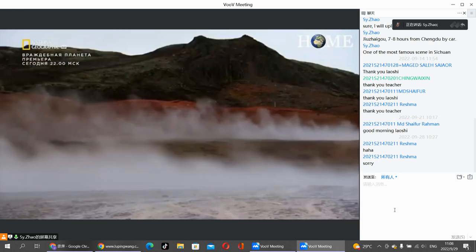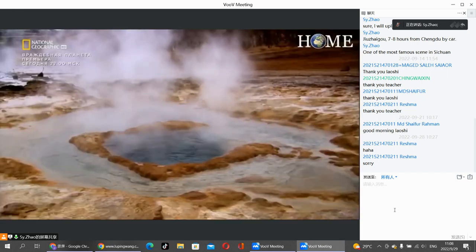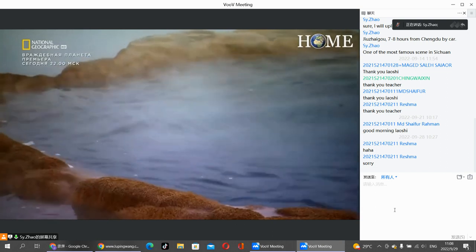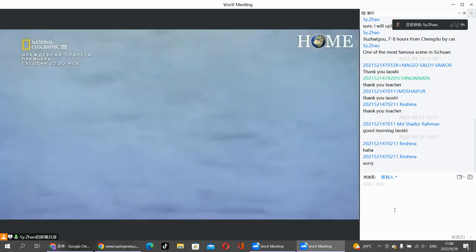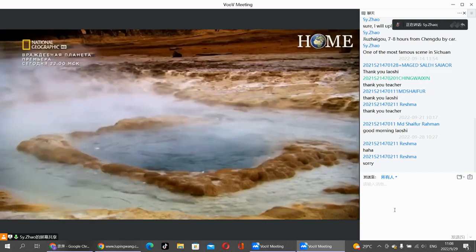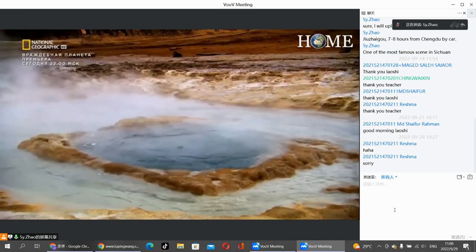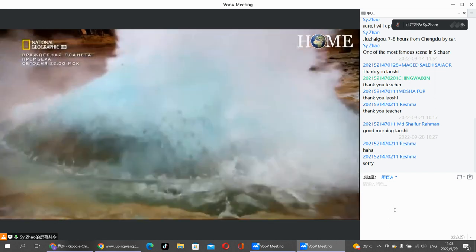Here, seemingly placid pools of water show signs of the violence that lies beneath the island. If you wait a moment, once the water starts to bulge, you better step back.